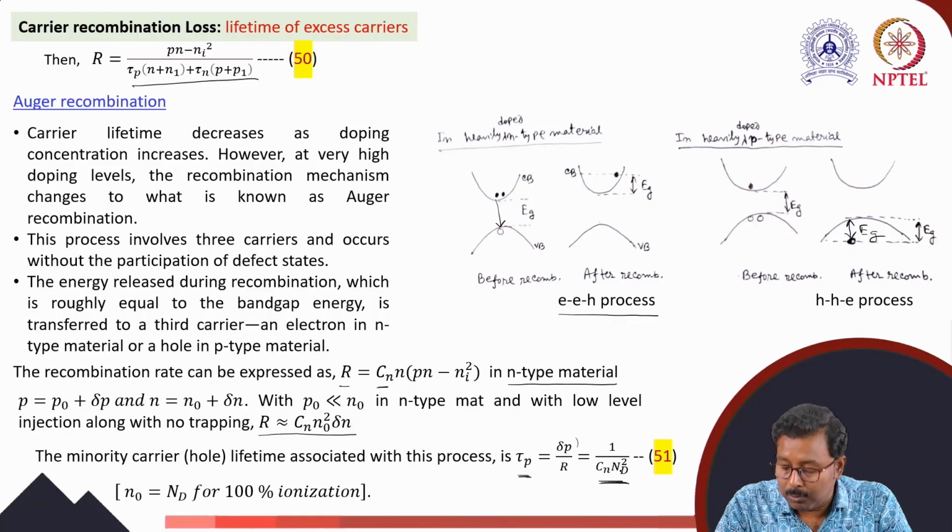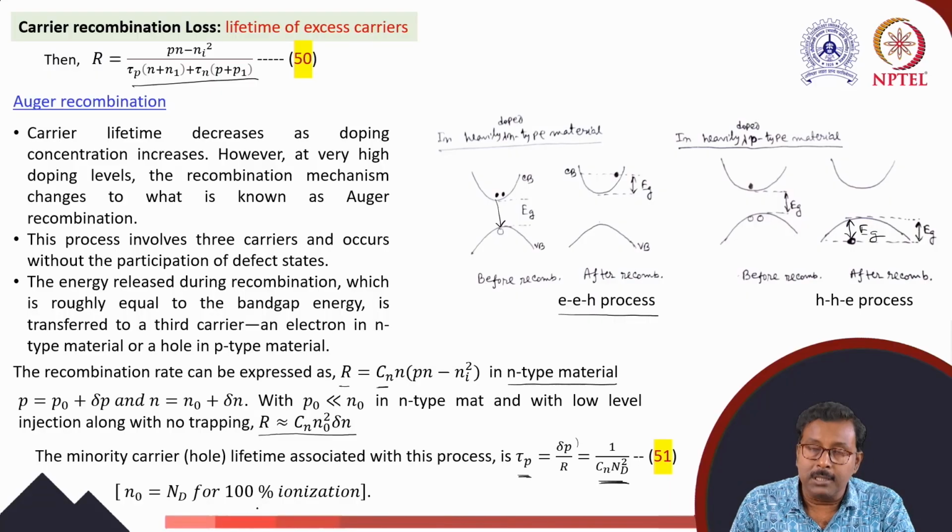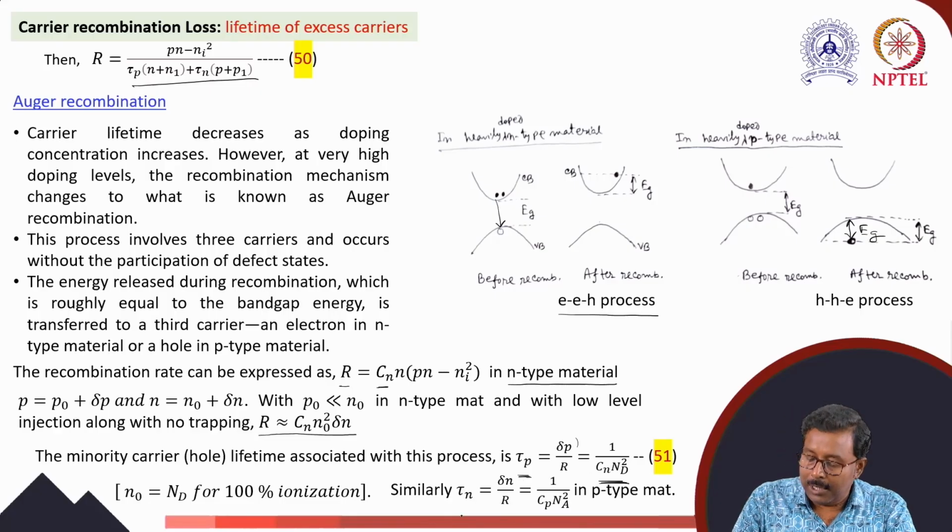Nd is nothing but the donor concentration. If we consider 100% ionization, n0 can be written as Nd. That's why n0 is replaced by Nd. So this is the expression for minority hole lifetime in an n-doped semiconductor through Auger recombination. In SRH recombination, we have seen a different value of tau p, but for Auger recombination, tau p is different. Similarly, for tau n, the minority electron lifetime in a highly doped p-type semiconductor will be delta n by R, and it will be 1 by Cp Na square, where Na is the acceptor concentration.